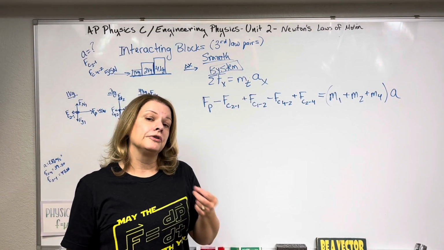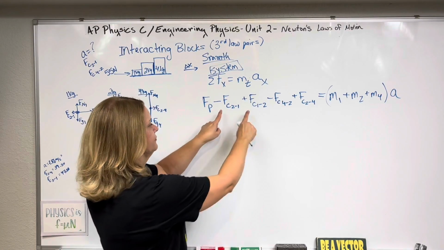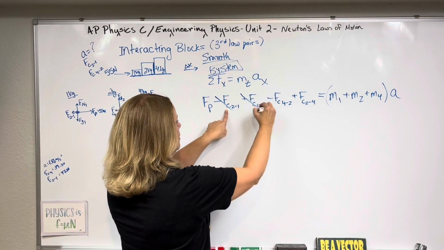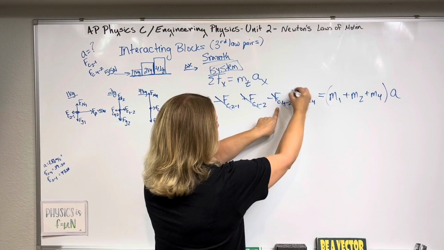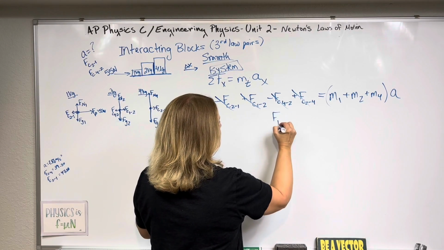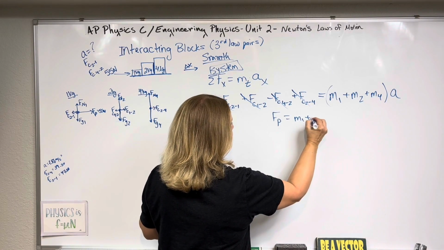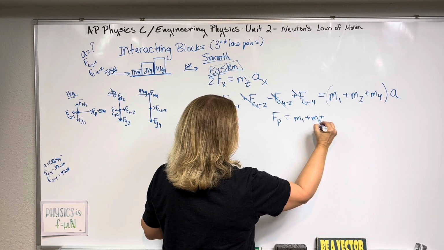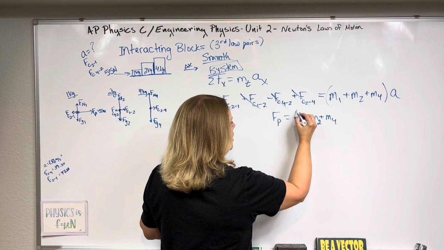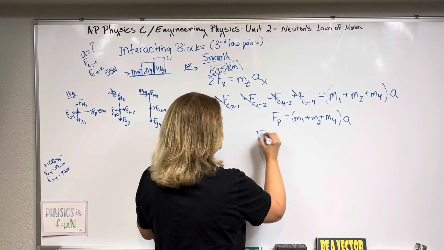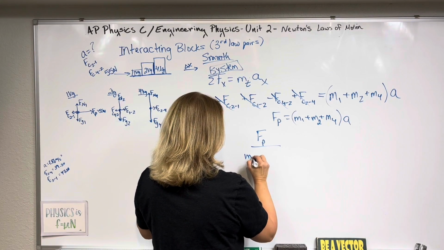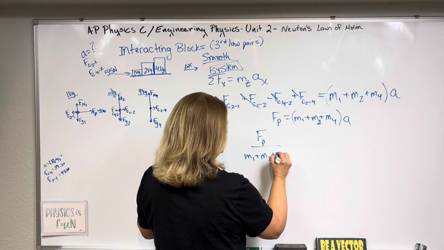Okay, we know third law pairs are opposite and equal. Opposite and equal, they cancel out. And I'm left with force of a push equals M1 plus M2 plus M4 times acceleration. So if I want an expression for that, it's going to be M1 plus M2 plus M4.